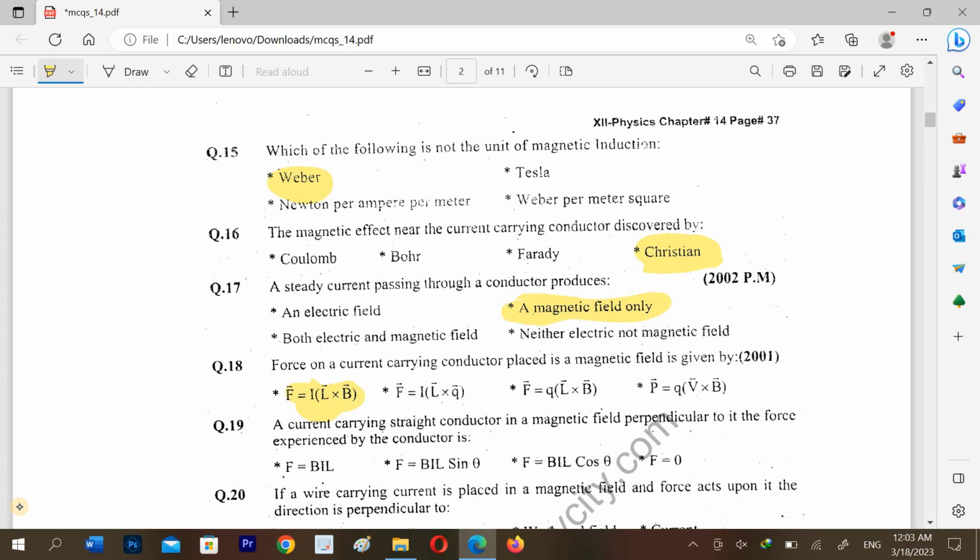A is the right answer. A current carrying straight conductor in a magnetic field perpendicular to it, the force experienced by the conductor is... this is the right answer.